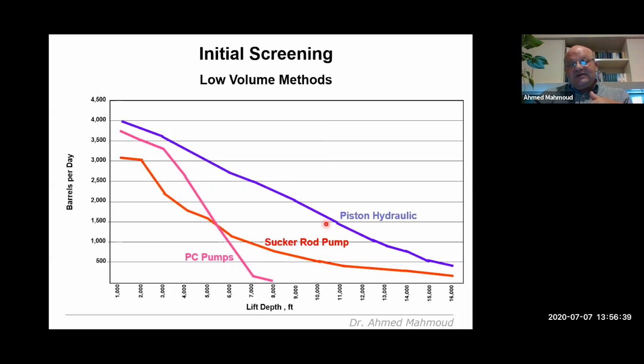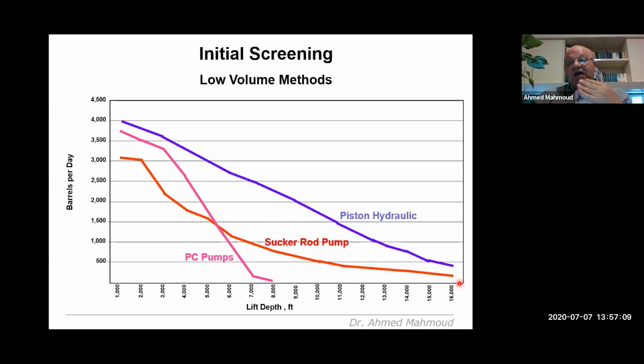And obviously the piston pump here is the hero, okay? It can go down to wells as deep as 16,000 feet and give you 4,000 barrels of oil per day. The PCP pump can go up to 6,000 feet and give you around 3,600 barrels of oil per day. And then the sucker rod gives up to 3,000 barrels of oil per day at 16,000 feet. So again, the range is wide, okay? So that's the initial screening criteria.